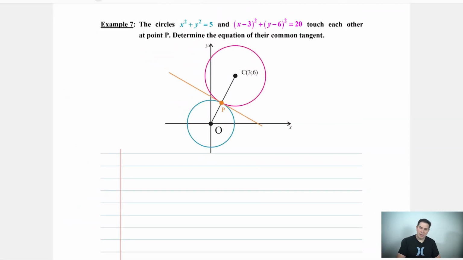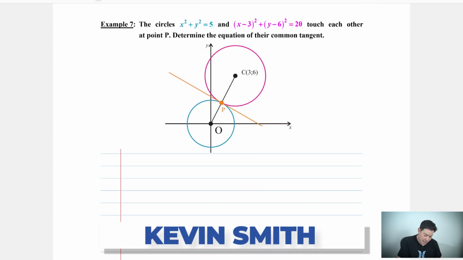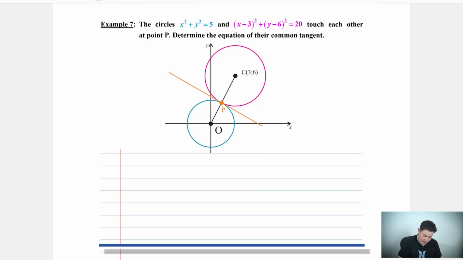In this video, we're going to be looking at example 7 on page 221 of the Maths Handbook and Study Guide for grade 12. So the question reads, circles x squared plus y squared equals 5 and (x minus 3) all squared plus (y minus 6) all squared equals 20. They touch each other at point P. Determine the equation of their common tangent.